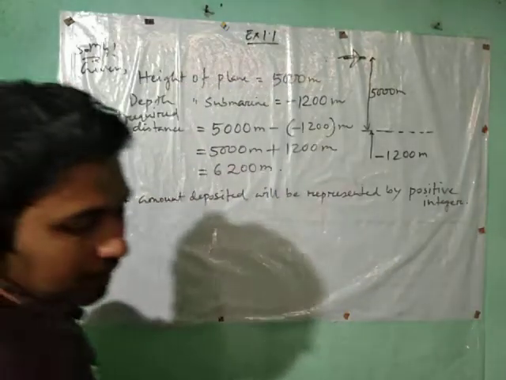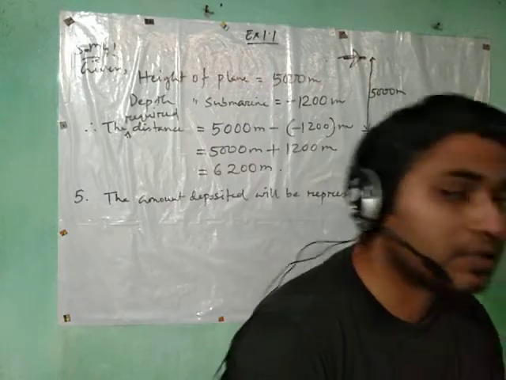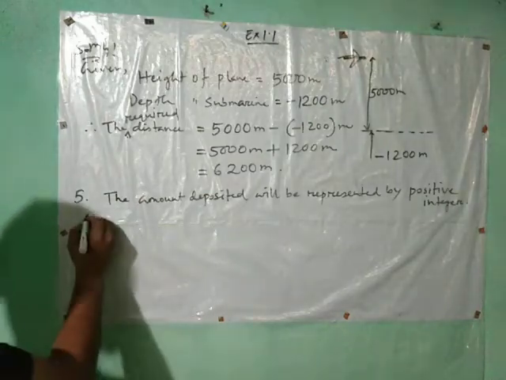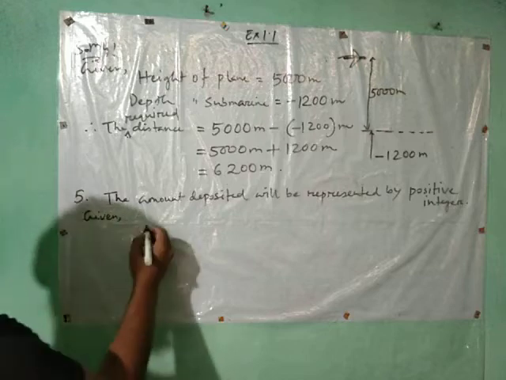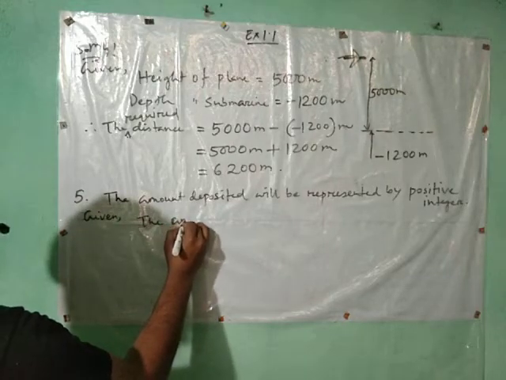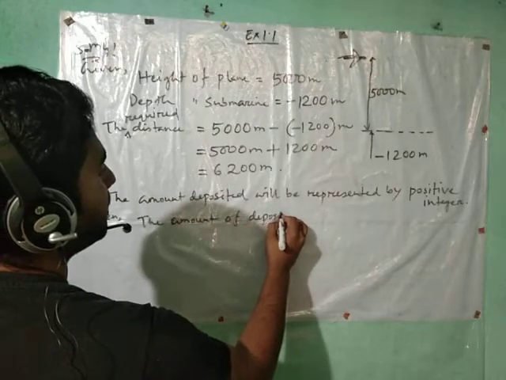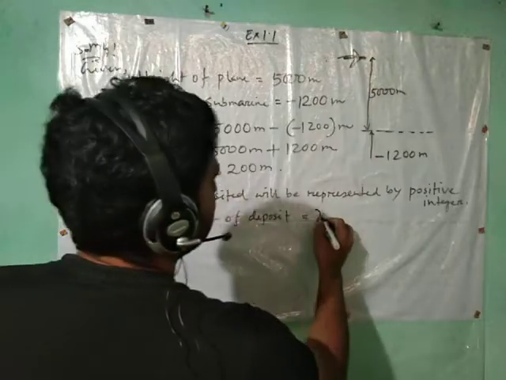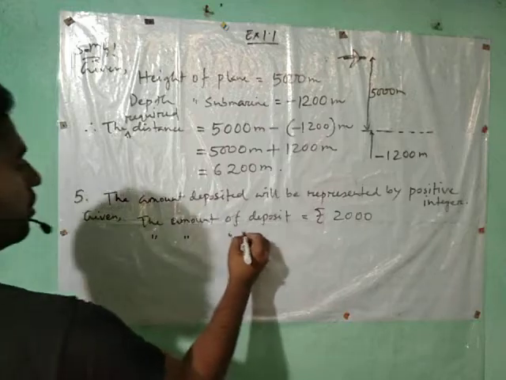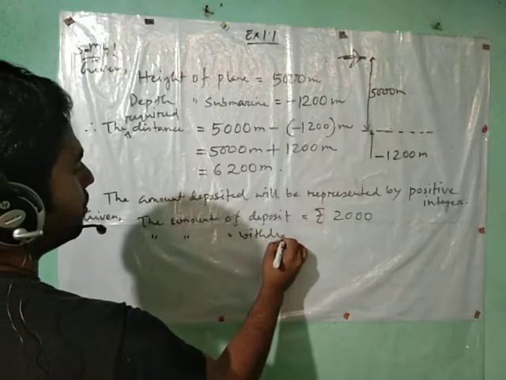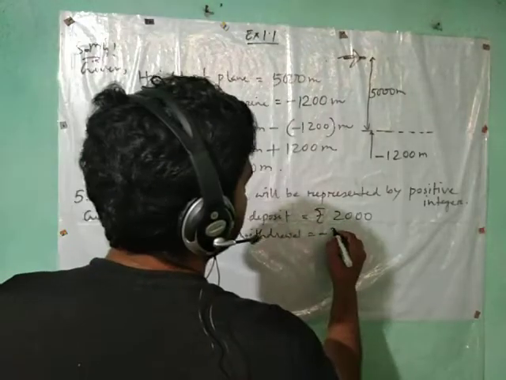Now one more part of this question is given. Find the balance in Mohan's account after the withdrawal. That means you have to find another part, for which you have to write the given things. Given: the amount of deposit is how much? Rupees 2000. The amount of withdrawal, how much is written? Write minus, because withdrawal is represented by minus. So minus how much?